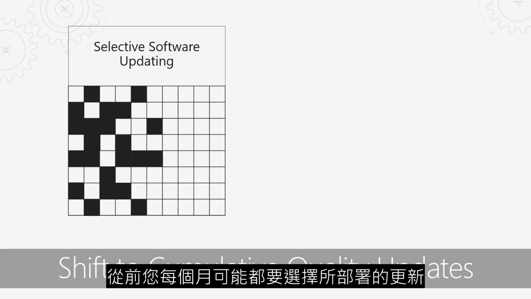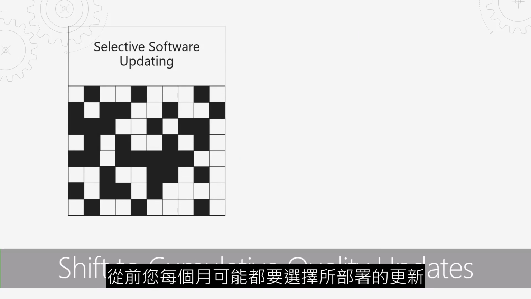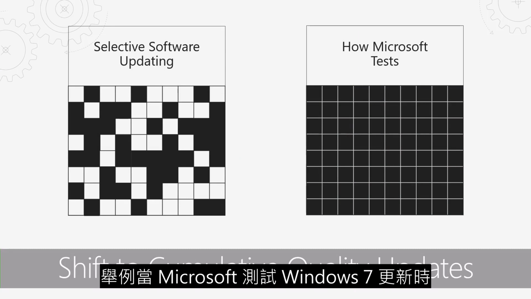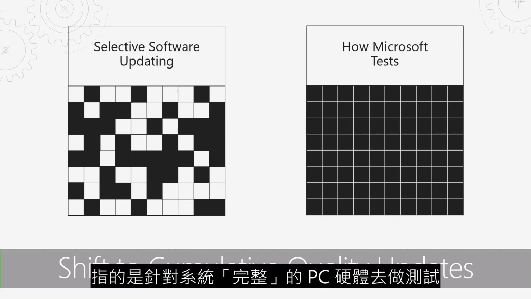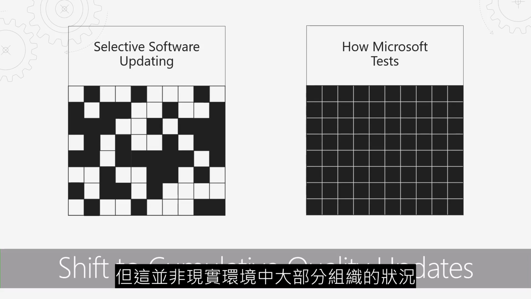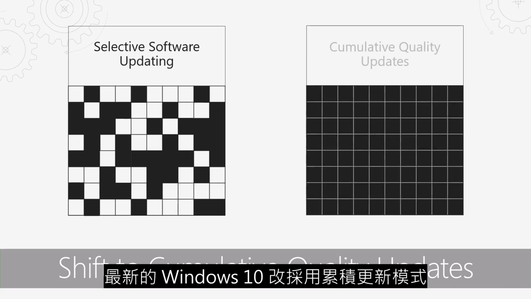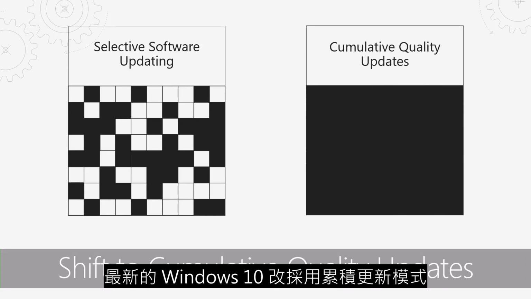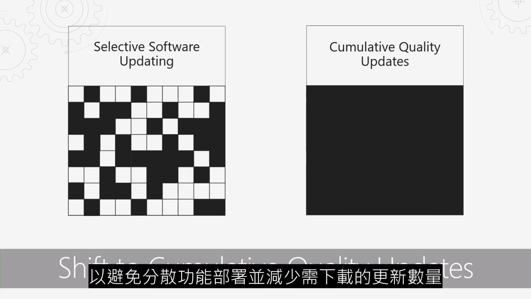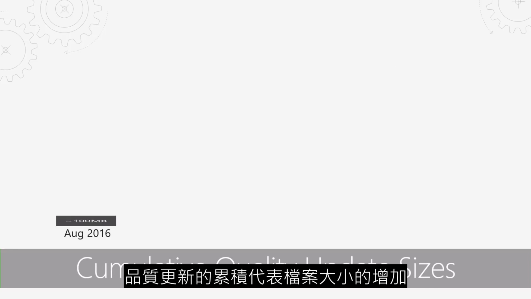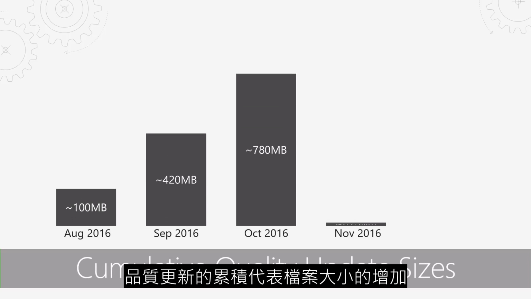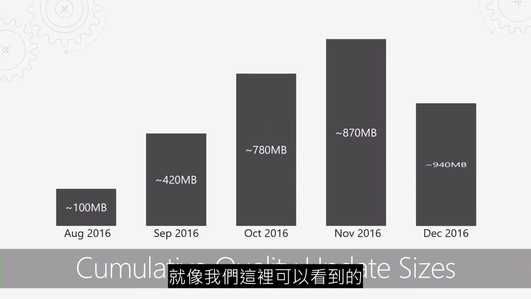So now let's talk about quality updates and why we're now taking a cumulative approach. In the past, you might pick and choose the updates that you delivered each month. But when Microsoft tested new fixes for Windows 7, for example, we did so against a fully patched PC. This doesn't represent most real-world organizations. With Windows 10, we've moved to a cumulative update model to avoid this fragmentation and to reduce the number of updates that you need to deploy. The cumulative nature of quality updates means each increases in size per month, as we see here.